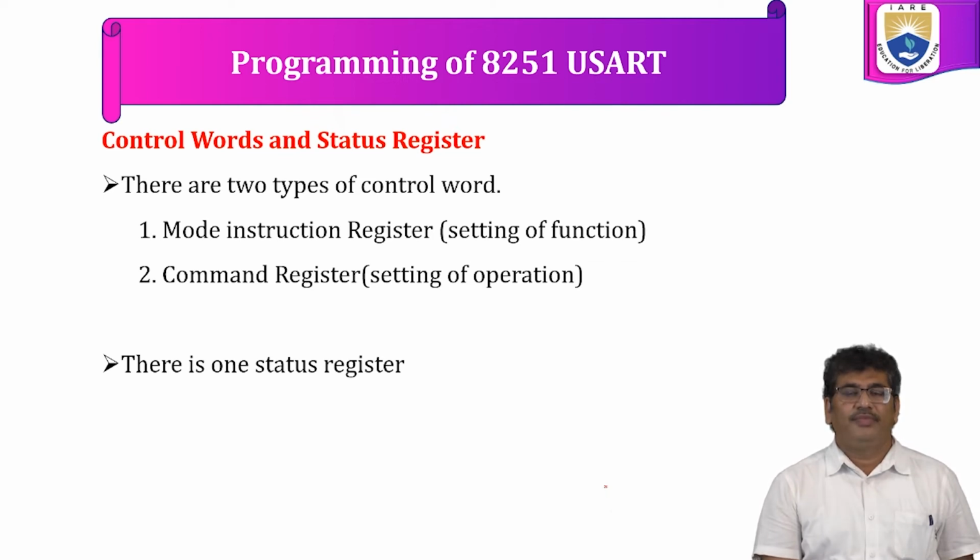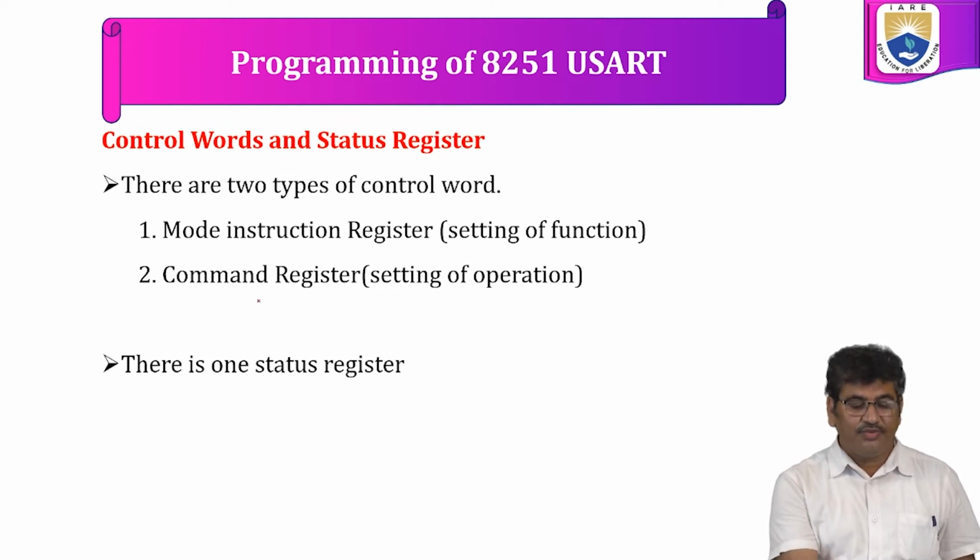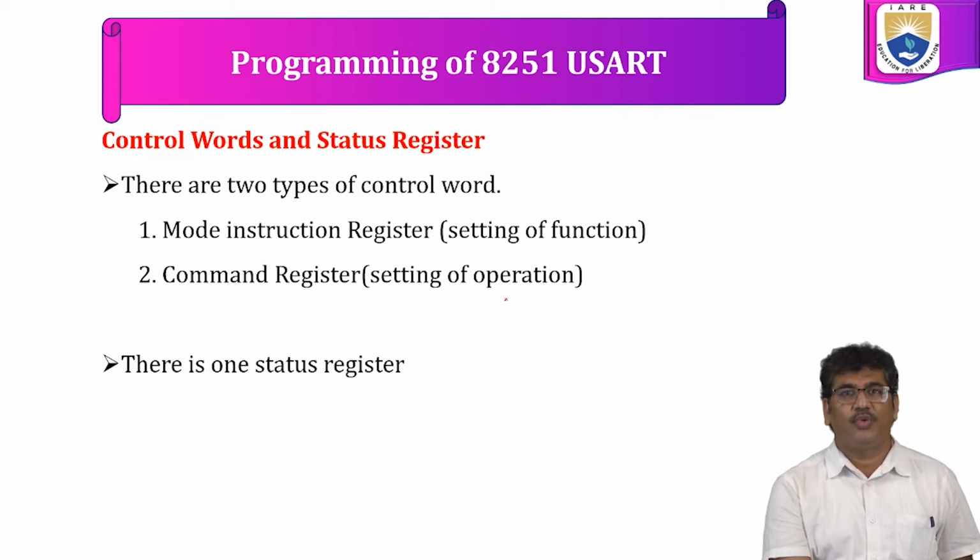For programming, the USART, which is 8251, has a few registers internally which we have to program to operate for serial communication through the USART and system. There are two types of control register. One is the mode instruction register, which is used for setting the functionality of the USART. The second one is the command register, which is for setting the USART for operation.